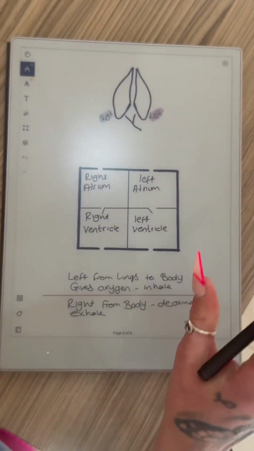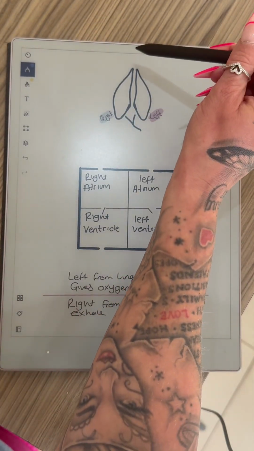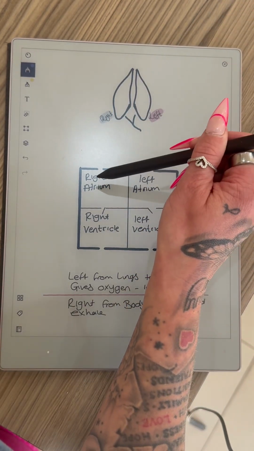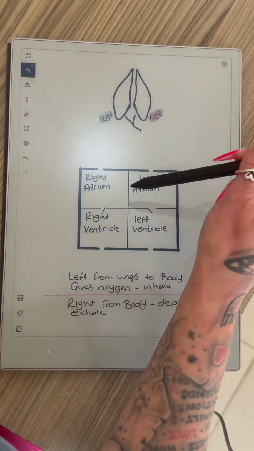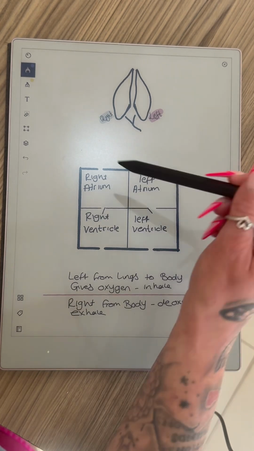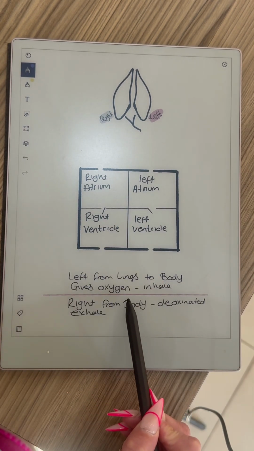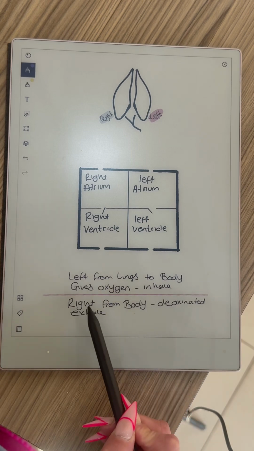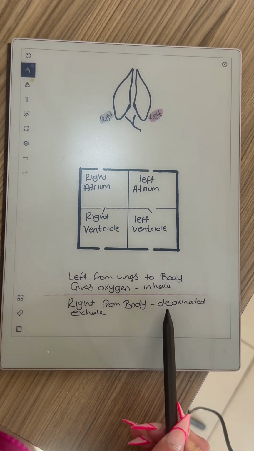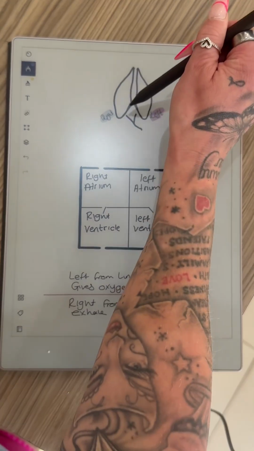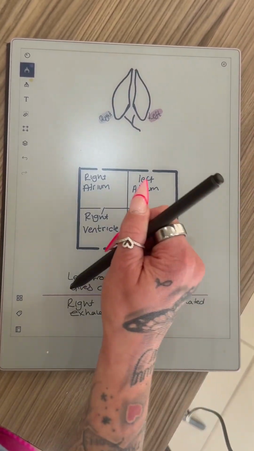So now we're going to put it all into practice here. So we have your lungs, which is here. Then we have your right atrium, your left atrium, your right ventricle, your left ventricle. So again, left from the lungs to the body gives you oxygen when you inhale it. And then your right from the body is deoxygenated and you exhale it. So with that in mind, we're going to bring it down to where it needs to be.